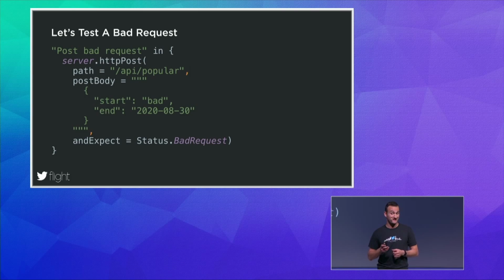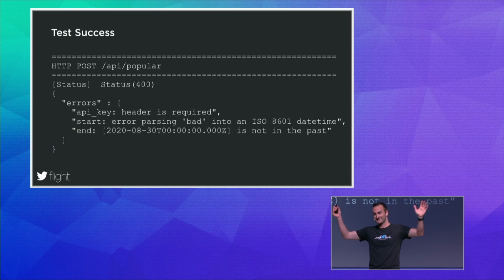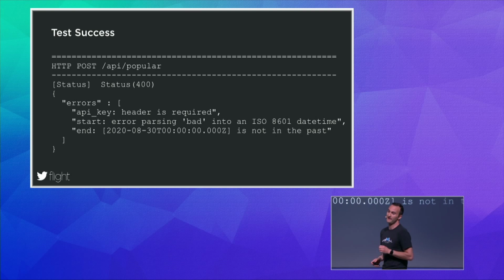When we run this test, also success. So Finatra has detected that this request is invalid because of the validation annotations we used. Notice that in addition to returning the 400 bad request, we also got an error message accumulating all the different errors. So it didn't stop at the first error that the header was missing. It also tells us that the start was not a valid ISO 8601, and the end was not in the past.